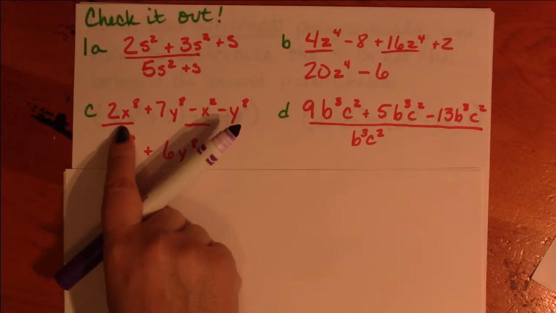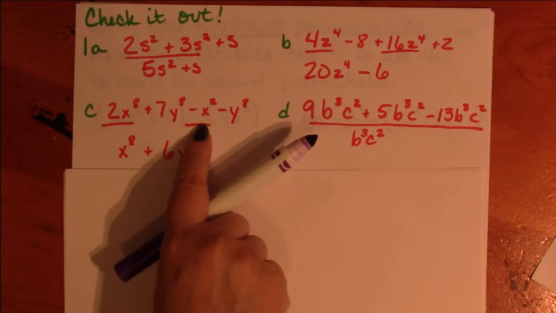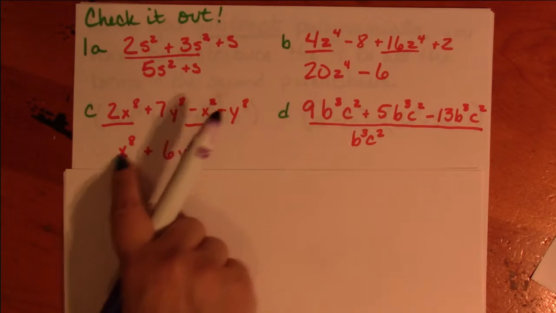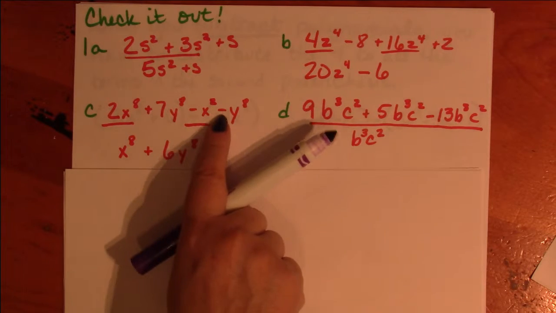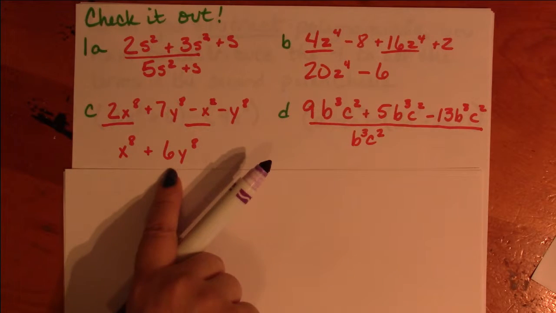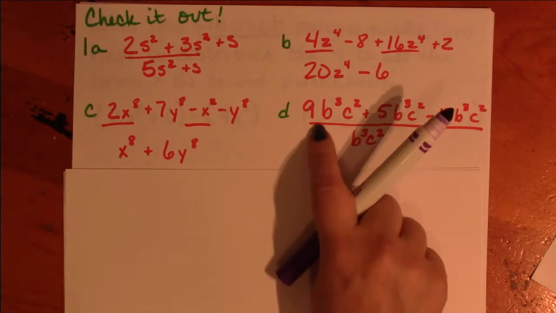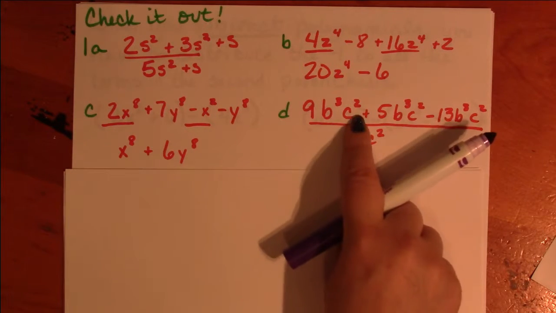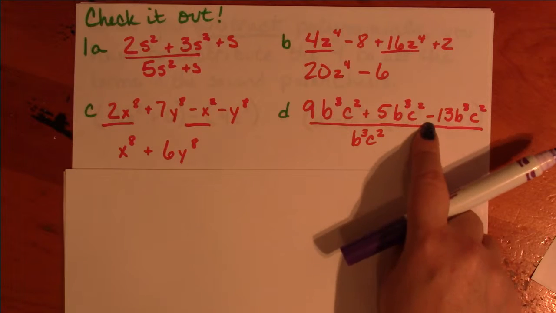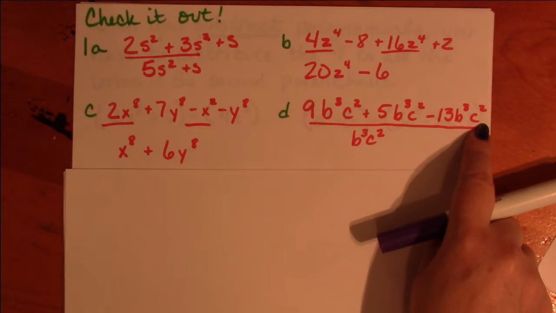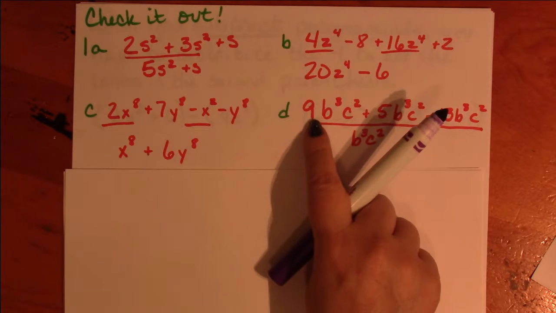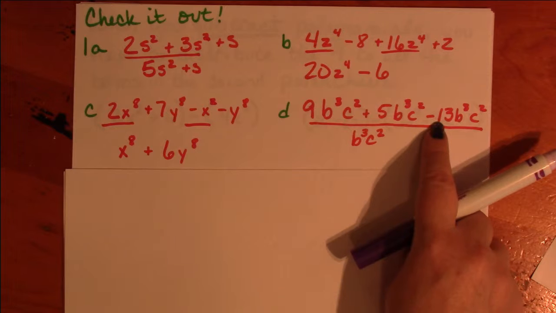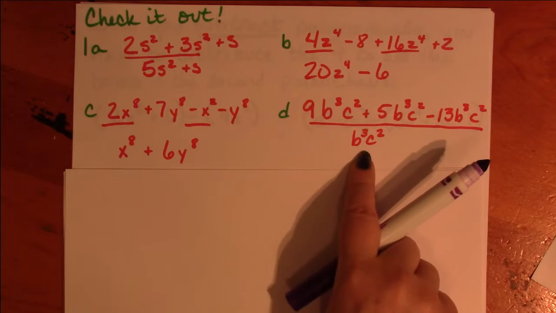Here we combine 2x to the 8th minus x to the 8th. And we get 2 minus 1, which is 1x to the 8th, and we don't put the 1. 7y to the 8th minus 1y to the 8th gives us 6y to the 8th. 9b cubed c squared plus 5b cubed c squared minus 13b cubed c squared. These are all the same, so we're just looking at our coefficients, and we have 9 plus 5 minus 13 leaves us 1. So our answer is b cubed c squared.